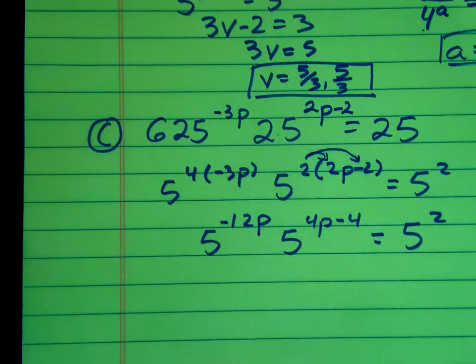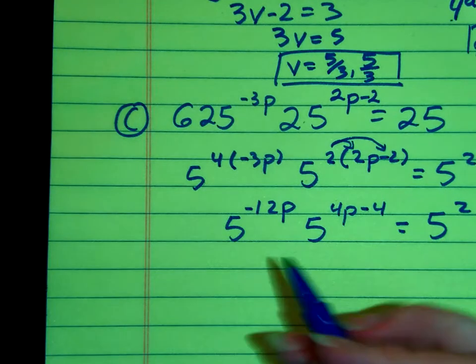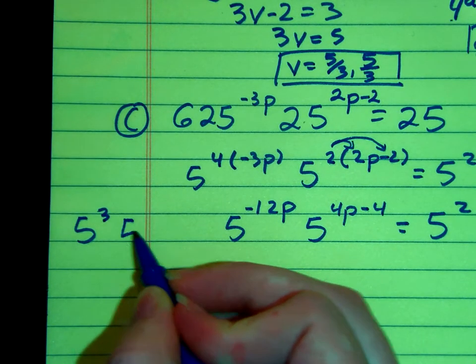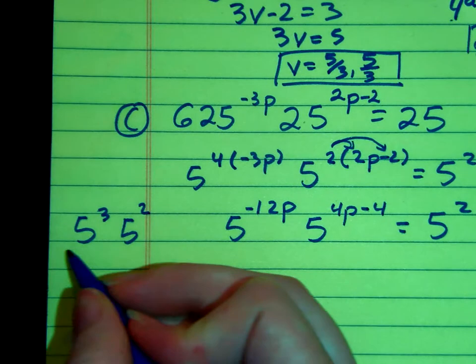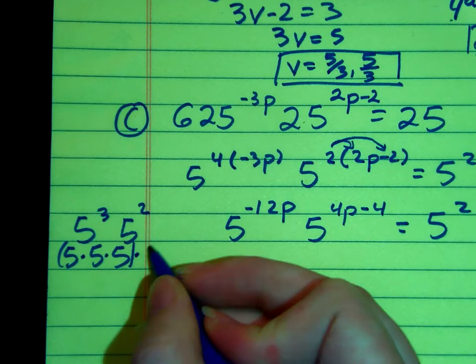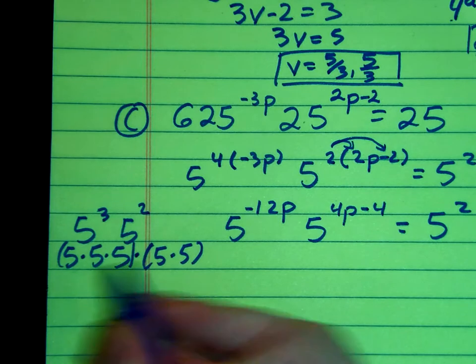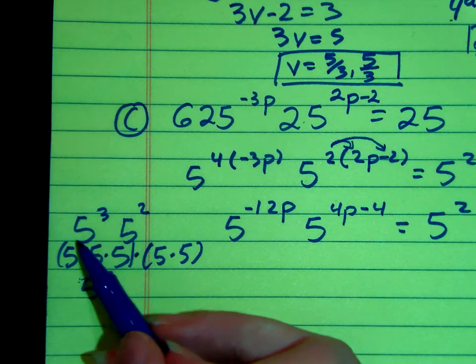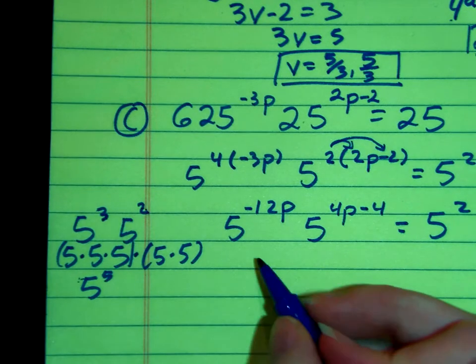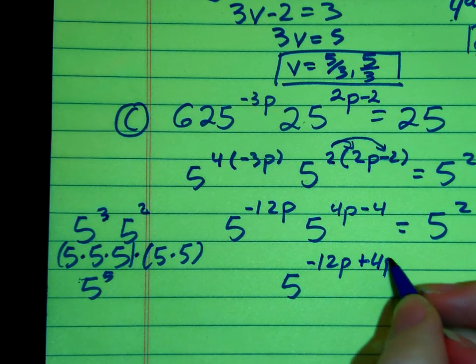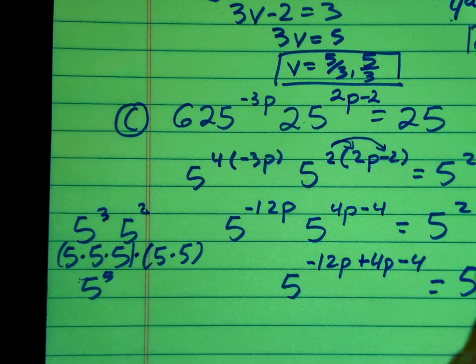Now I'm not quite done with it yet. I still have 2 numbers with a common base, but that's still what I want. Because whenever I multiply numbers, what happens to their exponent? Well, if I had 5 to the 3rd power times 5 to the 2nd power, remember from previous units, that's 3 5s multiplied by itself times 2 5s multiplied by itself, which simplifies down to 5 5s being multiplied by themselves. When I multiply with exponents, I really add them. So that means that becomes 5 to the negative 12p plus 4p minus 4 equals 5 squared.